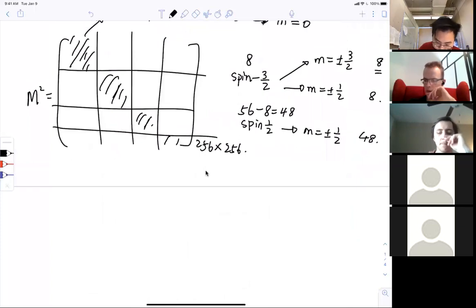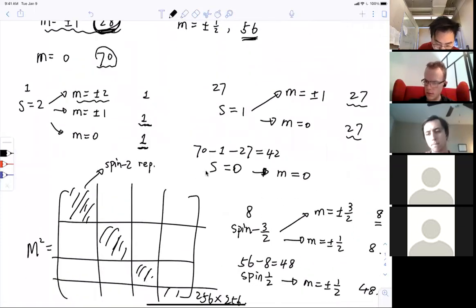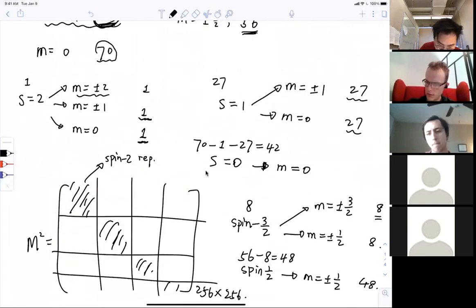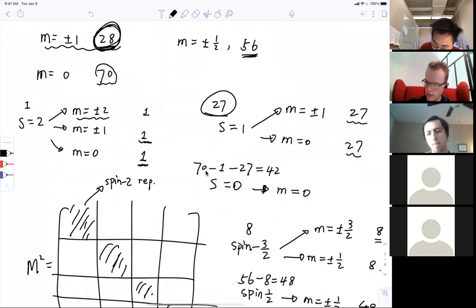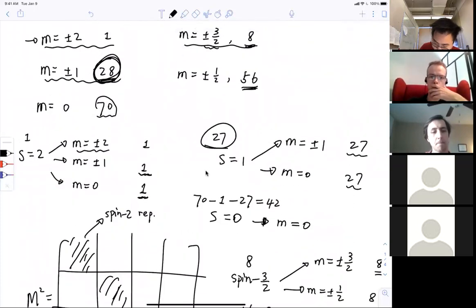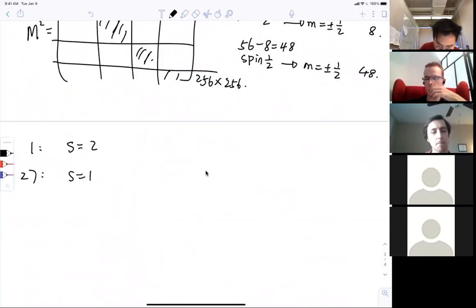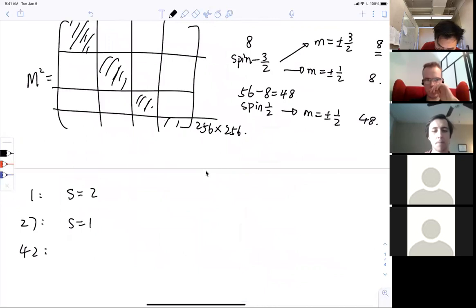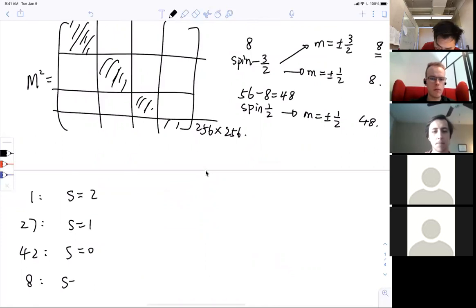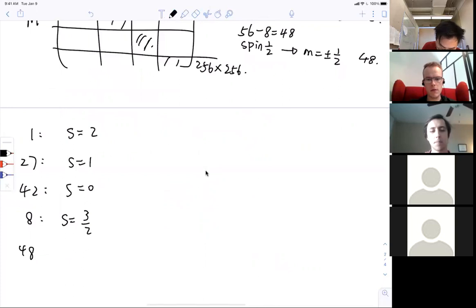So you can say, okay, let's summarize what we have so far. We have one spin 2 and 27 spin 1. How many spin 0? 42 spin 0. And also 8 spin 3/2 and 48 spin 1/2.